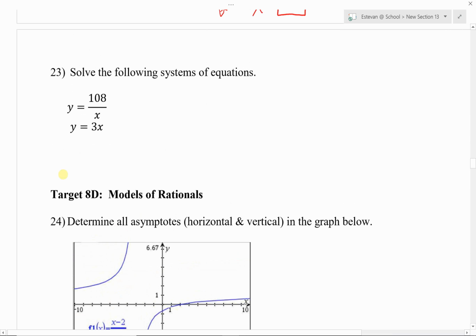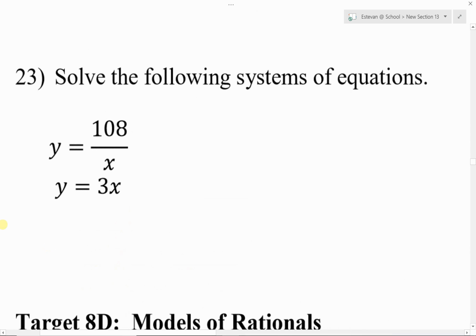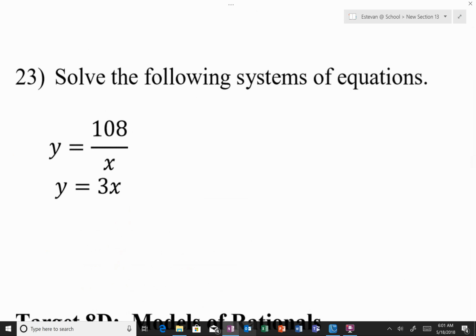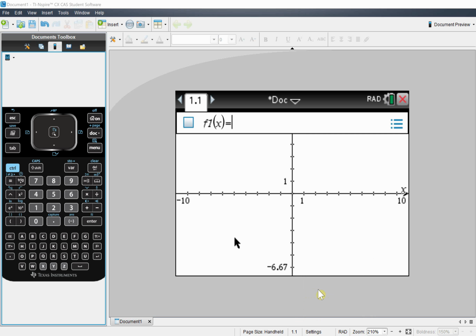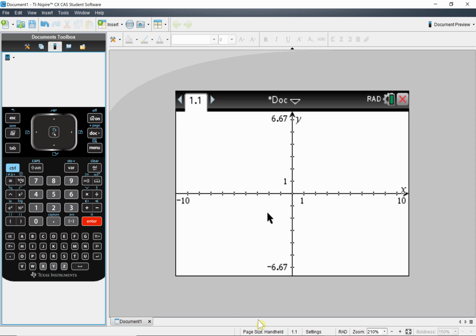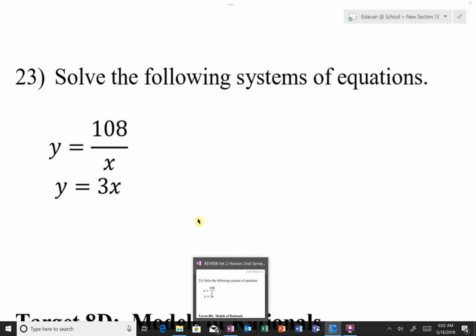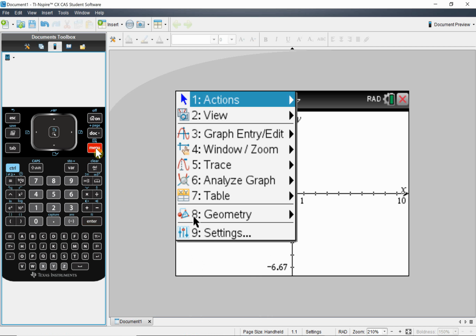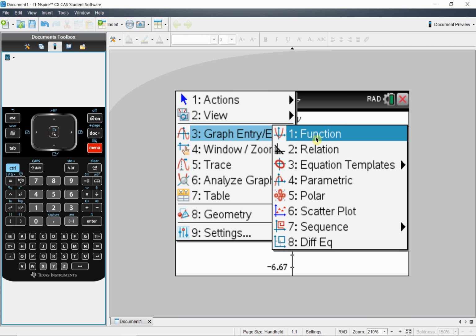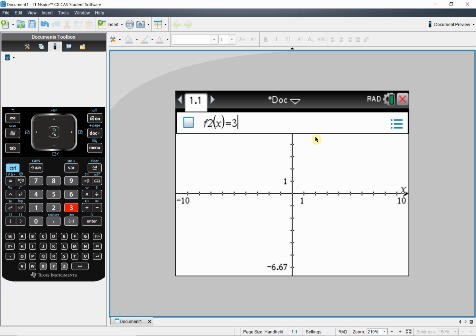Solve the following system of equations. There's two ways to solve this type of problem, but to always guarantee it, we graph it. So we graph y equals 108 over x. Hit enter. It's not there. Reason why it's not there is because it's very high up. The next graph is y equals 3x. So we go to menu, graph entry function, and we're going to graph 3x.